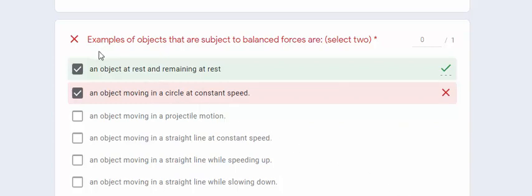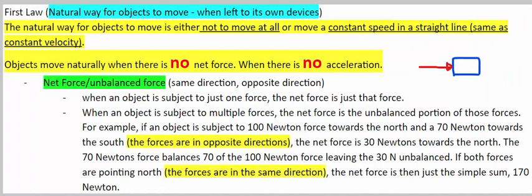This question says, examples of objects that are subject to balanced forces are, and we are to select two. Okay, what do we mean by balanced forces? Let's say we have this blue block, subjected to this force represented by this red arrow. If there is only one force acting on it, that force is not balanced.